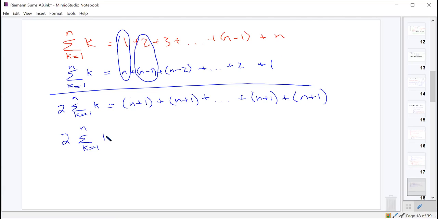Yeah. And how many of those N plus 1s do I have? I should have 1, 2, 3, 4, 5, 6, 7, 8, N of them, right? I should have N of them. And so what does the sum from 1 to any number equal? It equals that number times the next number divided by 2. Everybody see how we got that?